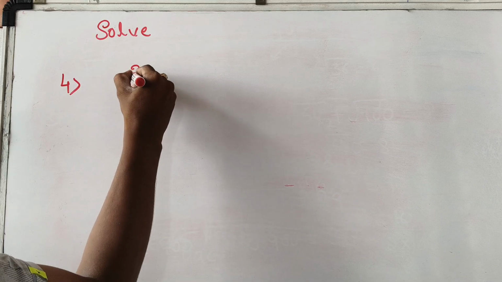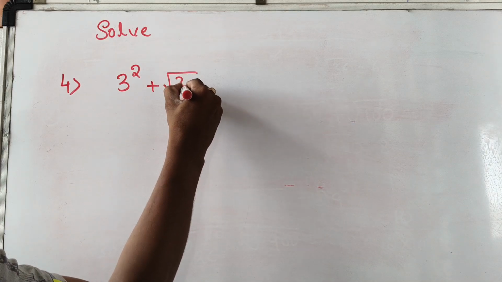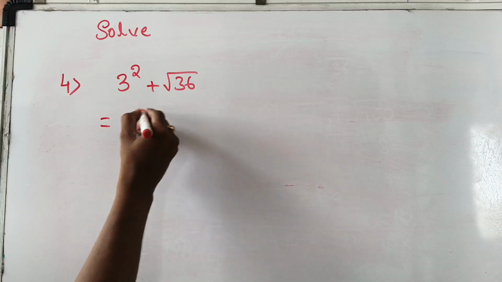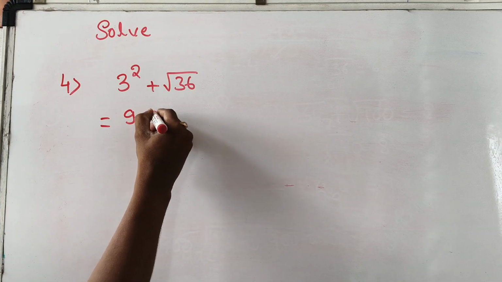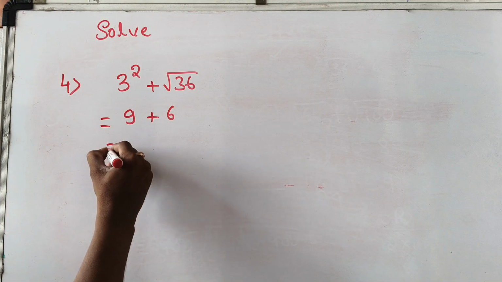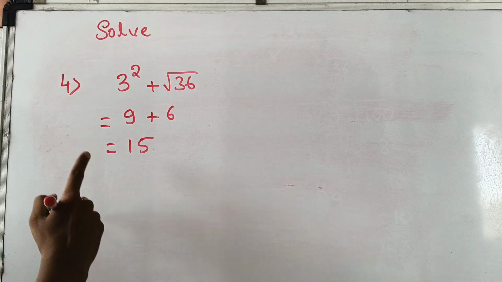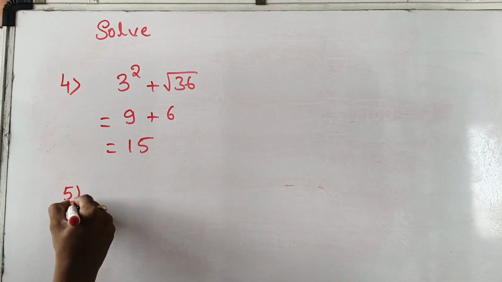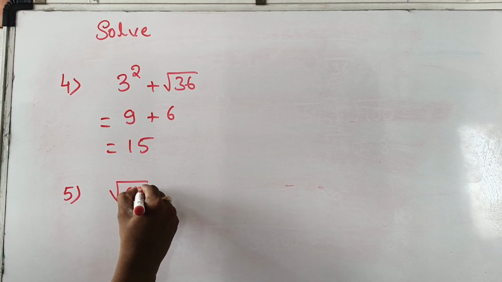Now, 3 square plus root 36. What do you mean by 3 square? 9. And what do you mean by root 36? 6. 9 plus 6, 15. This is how we have to add squares and square roots.